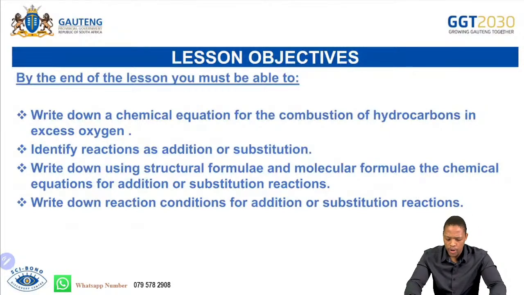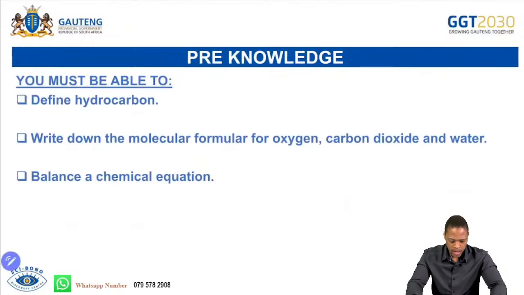By the end of today's lesson, we are expected to be able to write down a chemical equation for the combustion of hydrocarbons in excess oxygen. You must be able to identify reactions as addition or substitution reactions. We must be able to write down, using structural formulae or molecular formulae, the chemical equations for either an addition reaction or a substitution reaction. You must also be able to write down the conditions for all these reactions, being the combustion reaction, the addition reaction, and also the substitution reactions. So that's what we are going to be learning today.